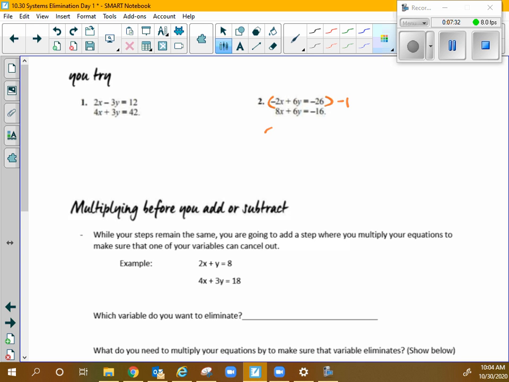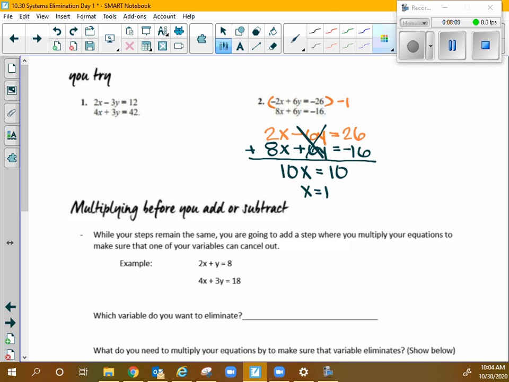So that would be positive 2x minus 6y equals 26, and my other equation remains the same, 8x plus 6y equals -16, and I'm set to add down. 2x and 8x, 10x, -6y and 6y cancel, 26 and -16, 10, so what's x? 1.